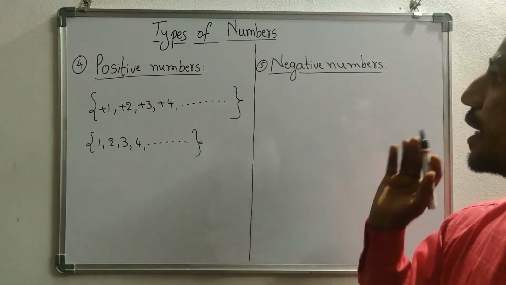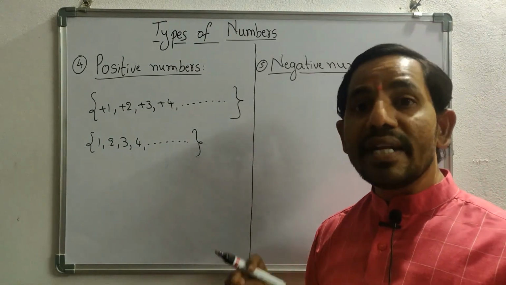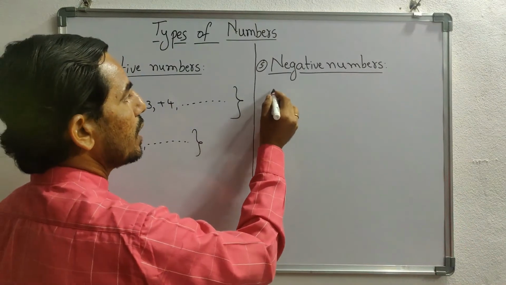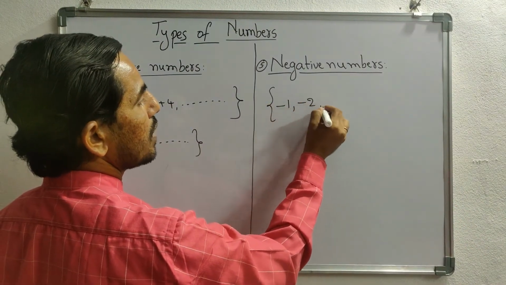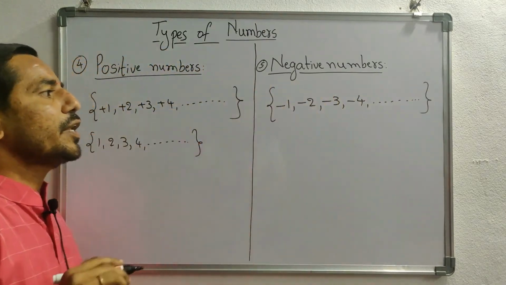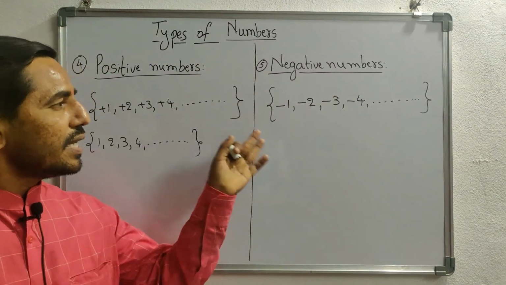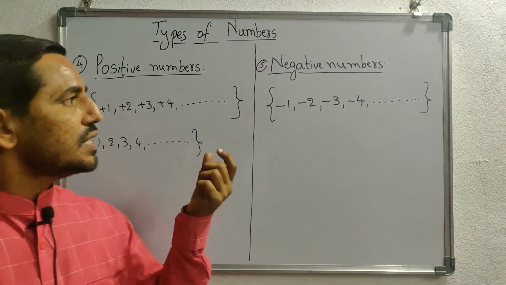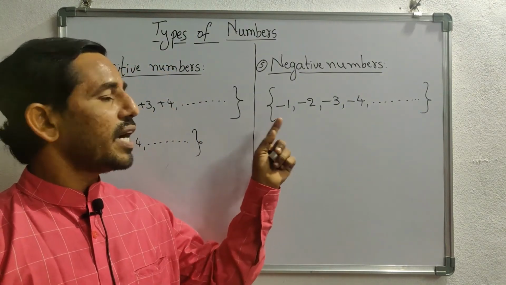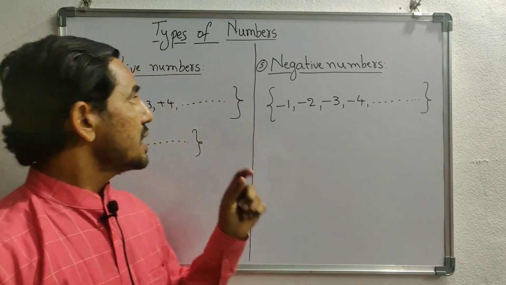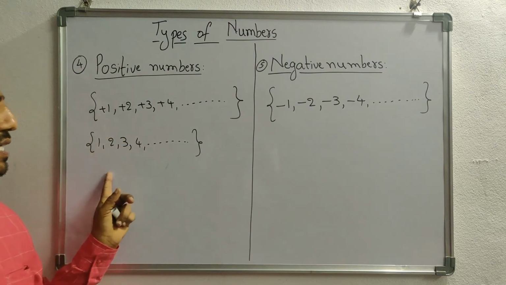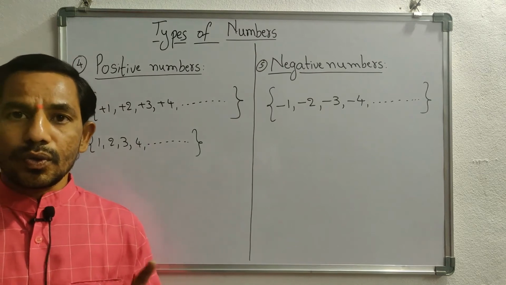Next, the negative number set. Integers with a minus symbol are negative numbers. They are written like -1, -2, -3, -4, and so on. These are the negative numbers. In the negative numbers, which is the smallest, we don't know. The biggest is -1. In the positive numbers, +1 is the least number, meaning 1 is the least, and the biggest we don't know.